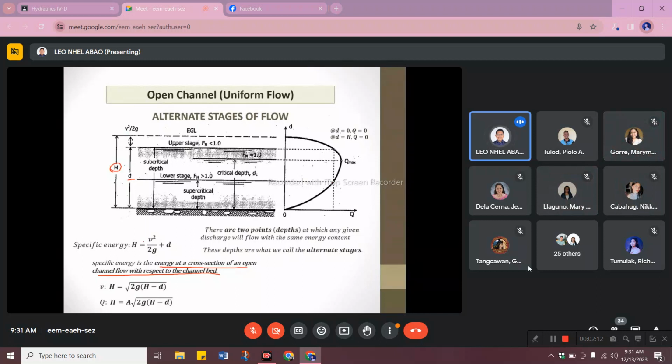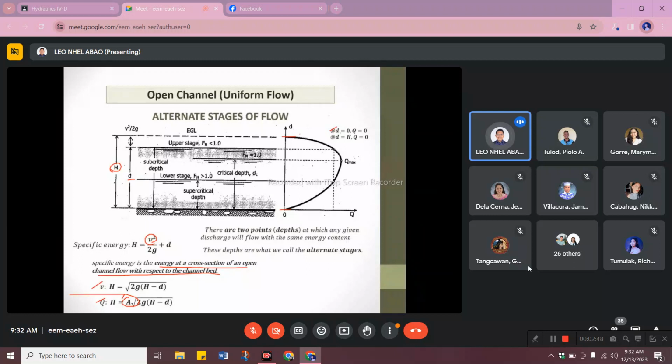Okay? If we try to solve for V in terms of this equation, we will get V equals the square root of 2G times H minus D. And if we try to get Q, we multiply again by A. So Q is equal to A times the square root of 2G times H minus D. Now, if you use this equation to plot the graph on the right side, as you can see, at D equal to 0, Q is equal to 0.